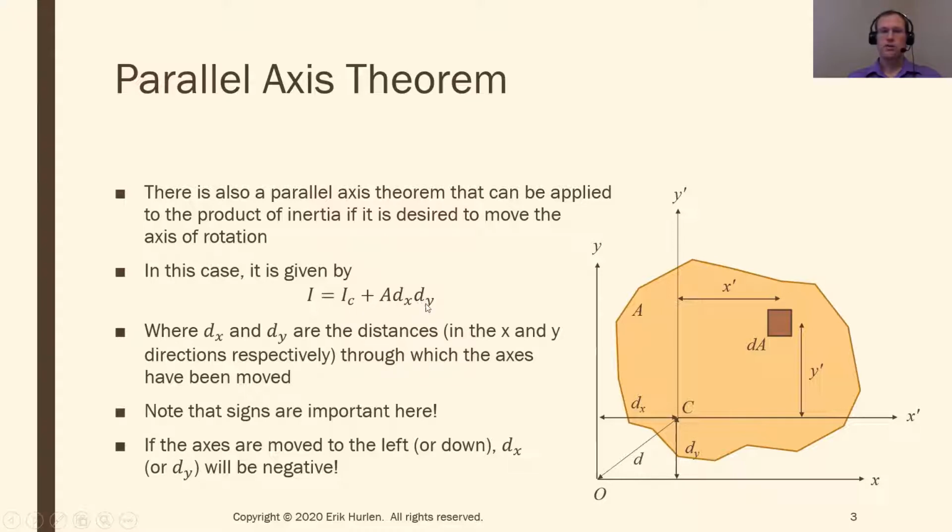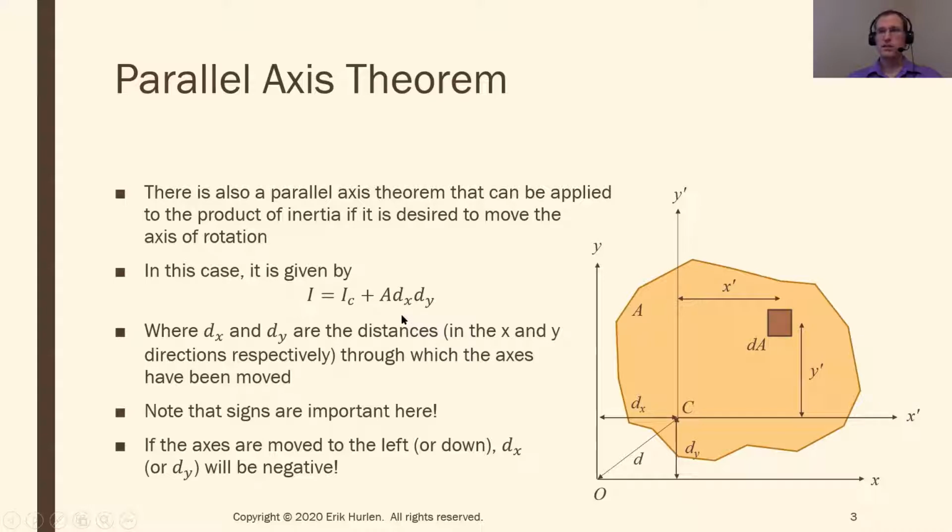Before it was the distance squared, so again, the perpendicular distance. In this case, because we're dealing with Ixy, the combination of the two, we have the combination of the two distances. So area times dx times dy. So the two distances, we've moved it in the x and y directions.